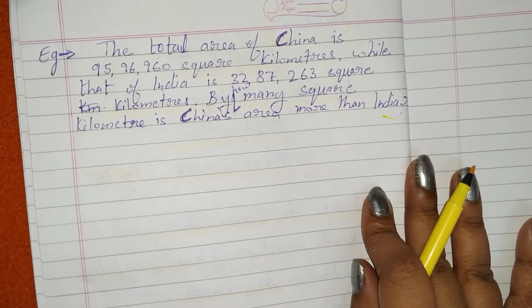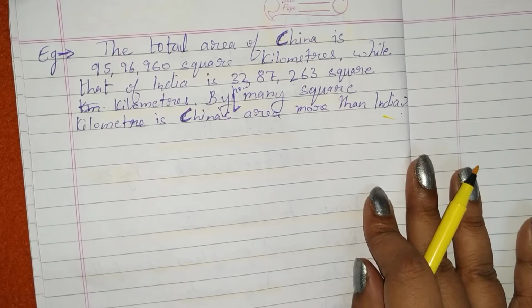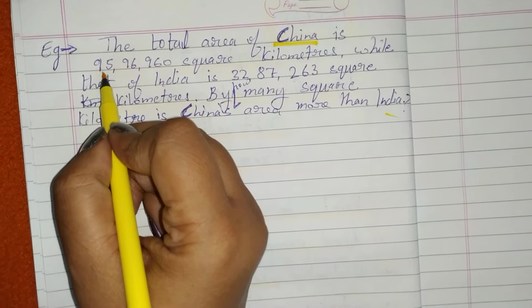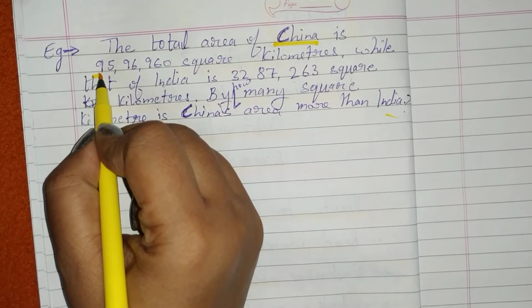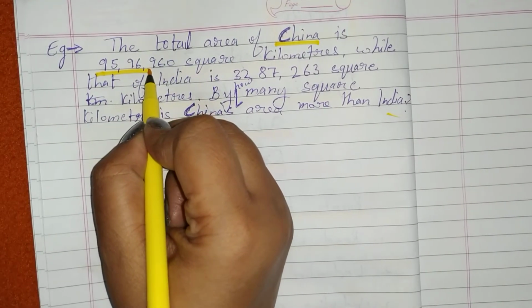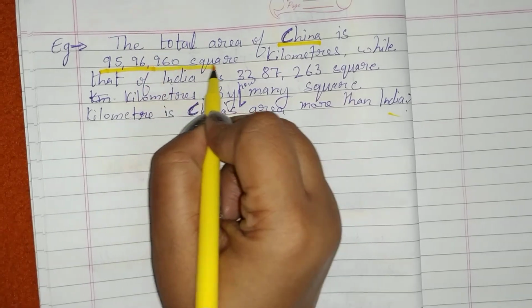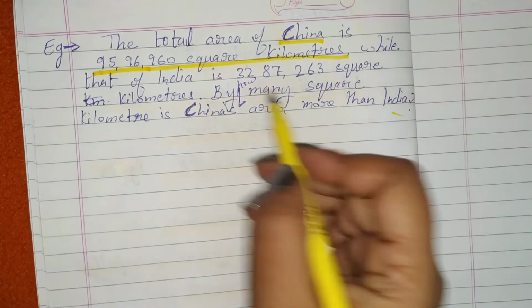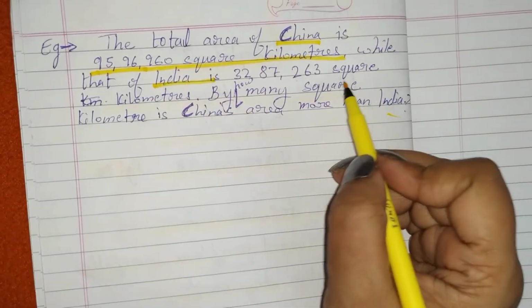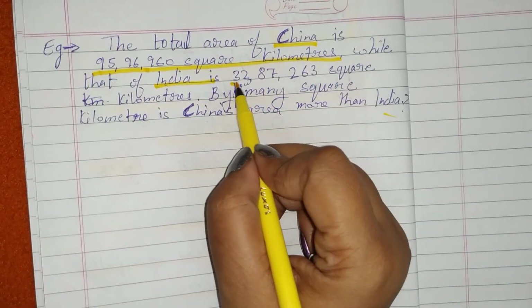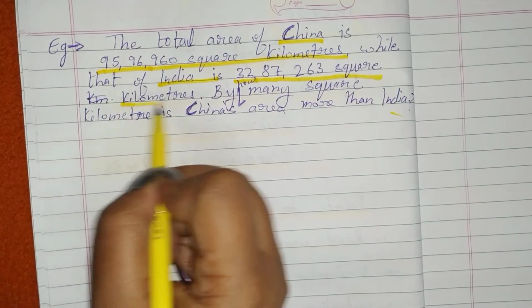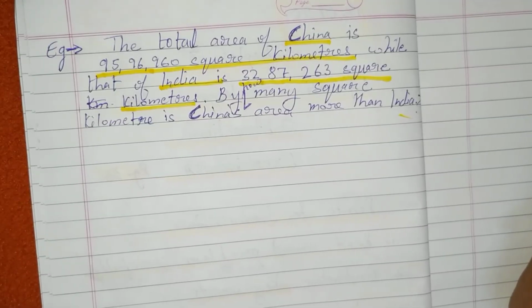Now children, what information is given? China's area, how much? 95 lakh 96,960 kilometers. And what is next given? India's area, that is 32 lakh 87,263 kilometers.